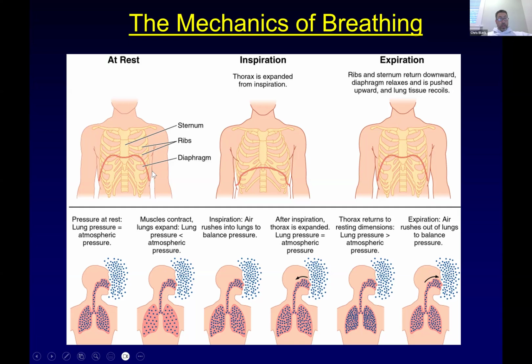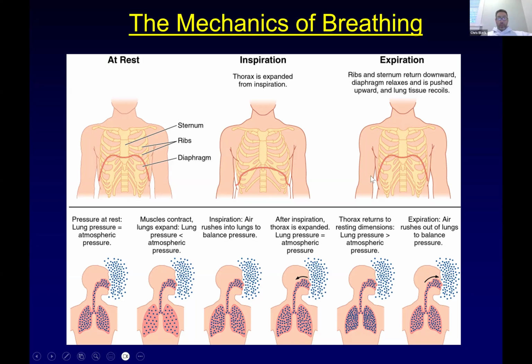Here's just a graphic depicting the things that we just went through. If we're at rest, here's your diaphragm. When you inspire, the diaphragm contracts and drops, and as it drops, this area up here where the lungs are gets bigger. That lowers the pressure, and so air wants to move in from outside into your lungs.